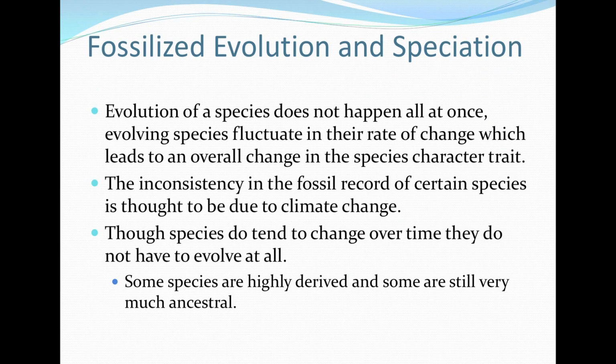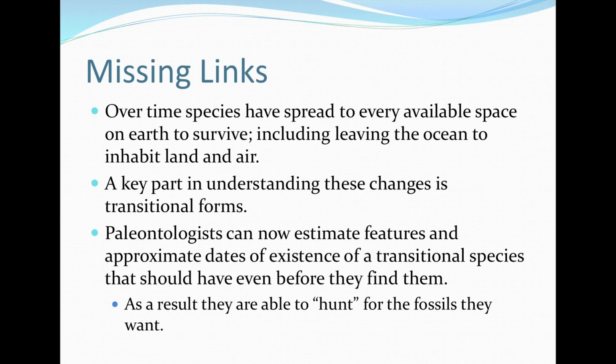When evolving, species go back and forth, leading to an overall change when a trend line is placed onto a graph. The erratic nature of a fossil record is thought to be due to environmental and climate changes. Though evolution is seen in nearly all species, a species does not have to evolve. As a result, some species today are highly derived, while others still possess almost all ancestral traits. Through evolution, animals have gone from sea to land to air, and from land back to sea. These huge transitions are monumental in the history of evolution.